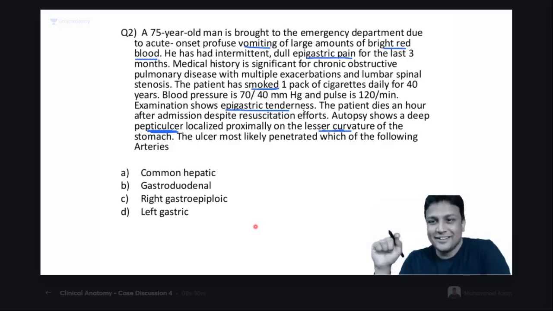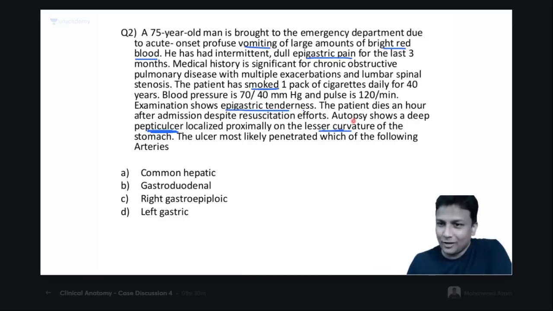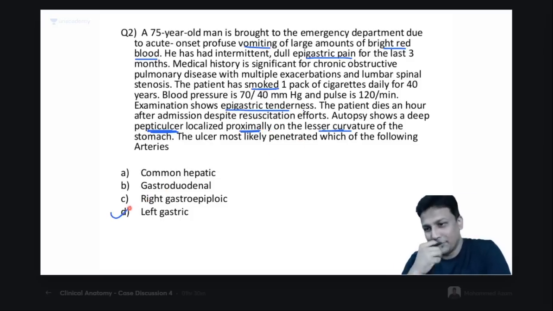This entire clinical case is a giveaway. Actually, I'm telling you, one-liners will be dangerous. They will not give much information. Clinical cases give you all the information. They are shouting, please mark the answer. If it is along the lesser curvature, proximally along the lesser curvature, which gastric artery is involved? It is the left gastric artery that has to be involved.